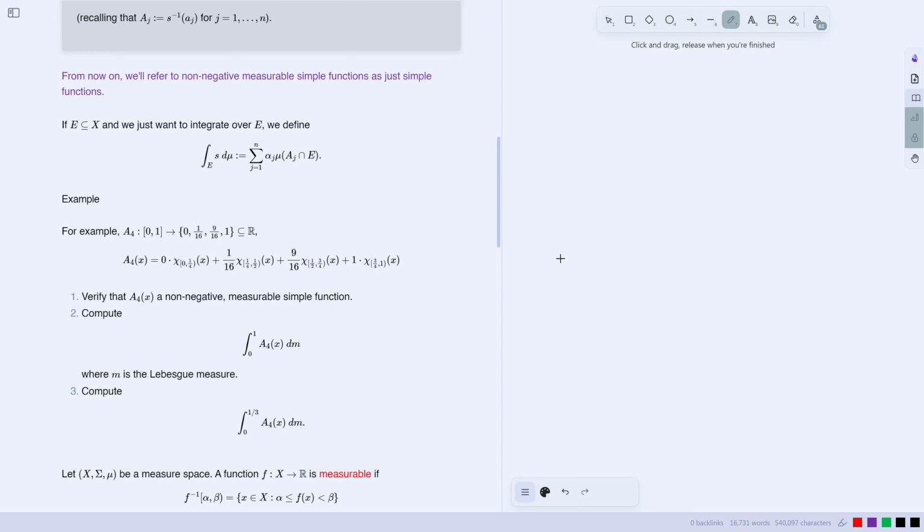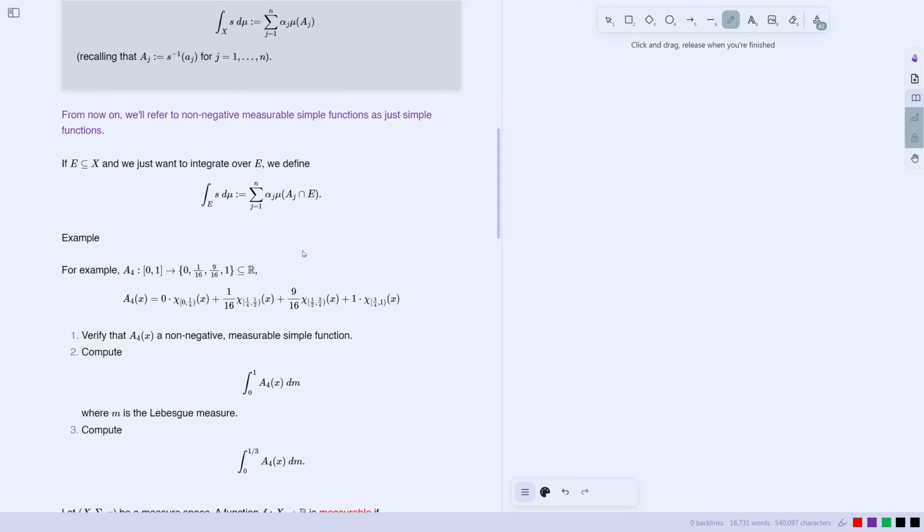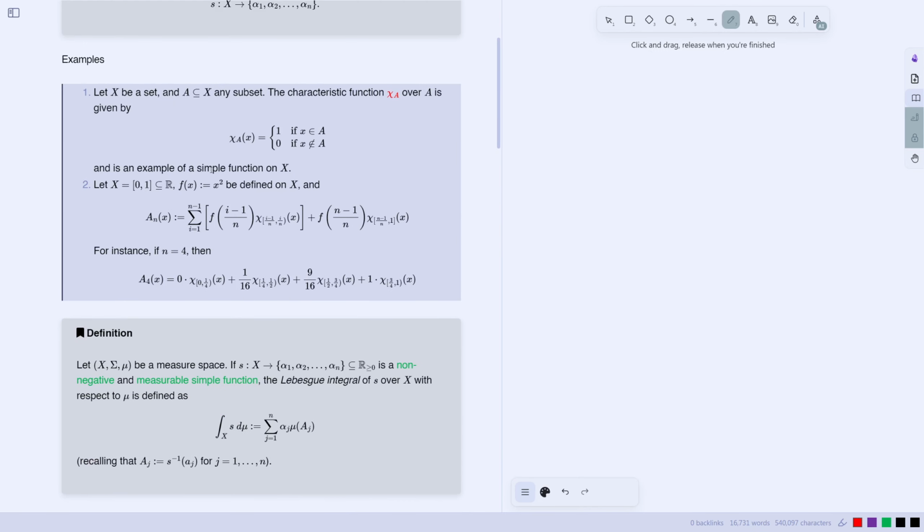Okay. So this should be a closed endpoint here on the 1. Right here. There should be a closed interval. So let's take A4 as above, right? We're talking about this approximation of x squared right here. And we're taking n is equal to 4.